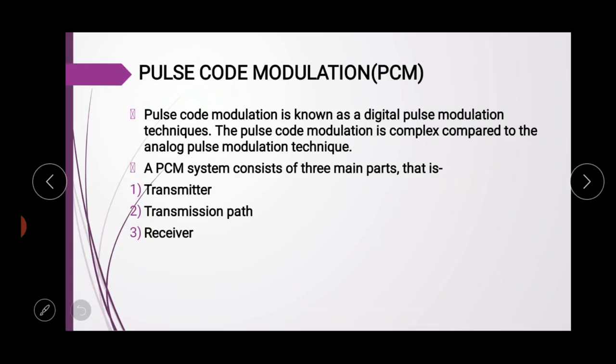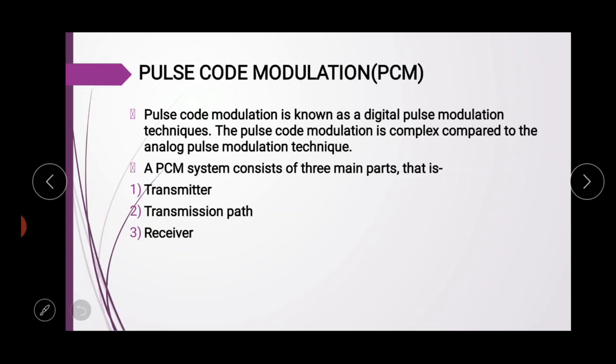So, sampling is the operation in which an analog signal is sampled according to the sampling theorem, resulting in a discrete time signal. As we know, the sampling theorem says the sampling frequency should be greater than or equal to twice the maximum frequency of the modulating signal. The quantizing and encoding operations are usually performed in the same circuit, which is known as an analog to digital converter.